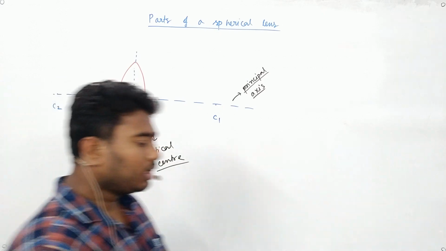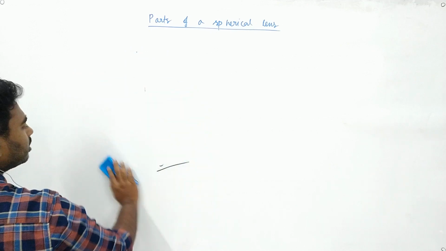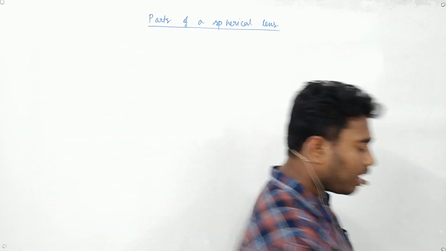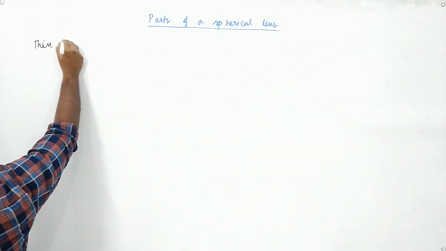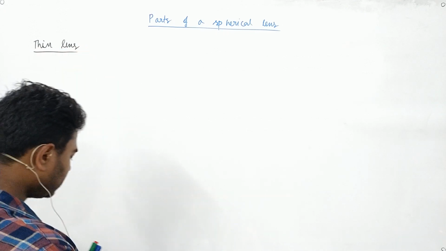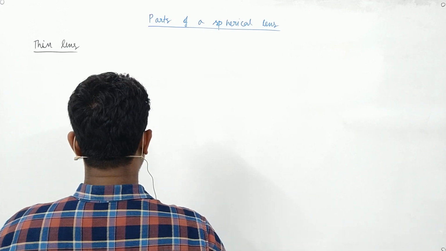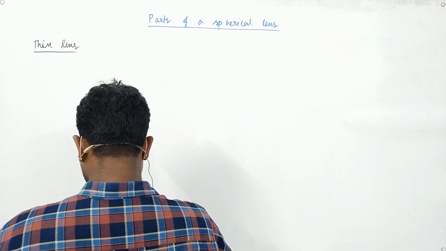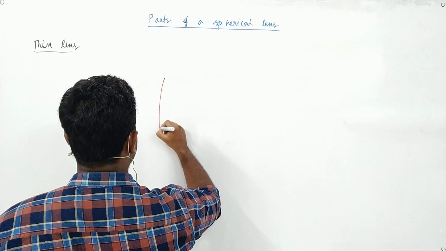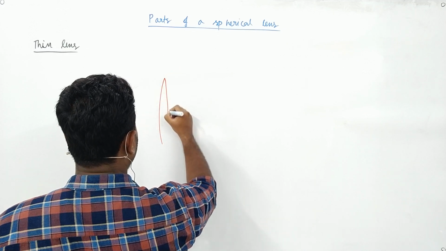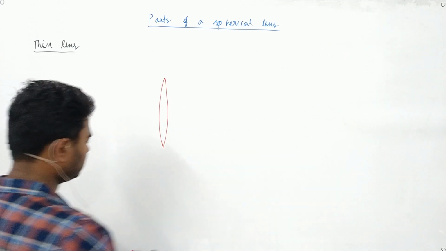Now we will get a bit into detail about the optical center. What is the optical center? Suppose I have a thin lens. To understand optical center, we need to have a thin lens. What is a thin lens? A thin lens has a very large radius of curvature. That means its curvature will be very less. So the lens is like this. Okay, this is my thin lens. This is a thin convex lens.